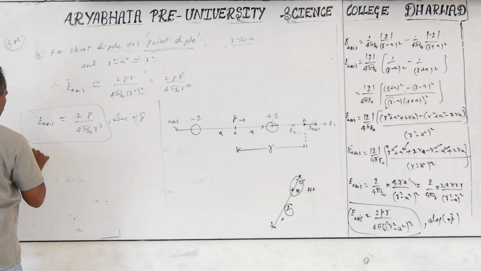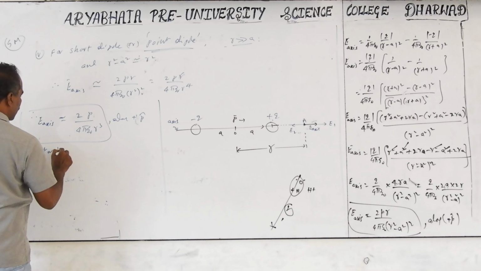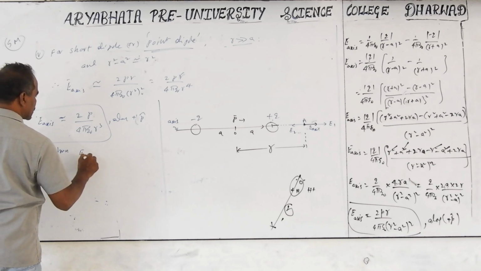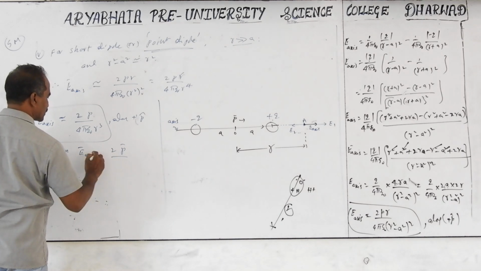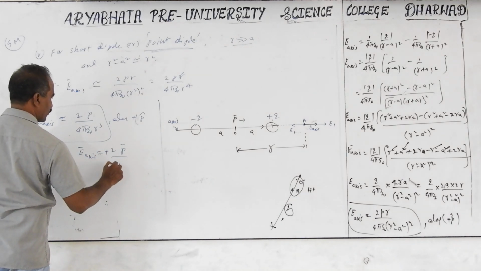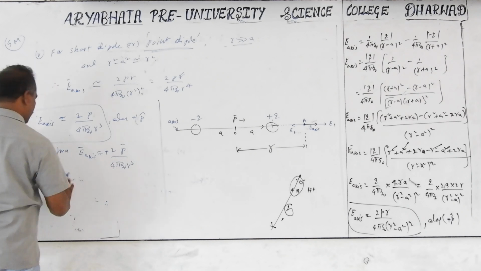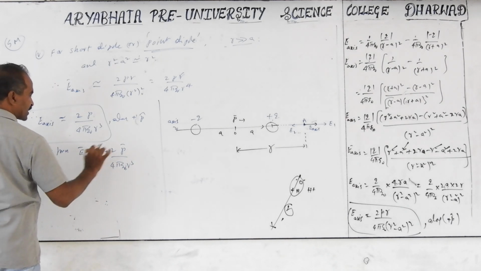And then in vector form, E axis is equal to 2p bar, with a positive sign, by 4 pi epsilon into r cube. They may ask you in vector form.